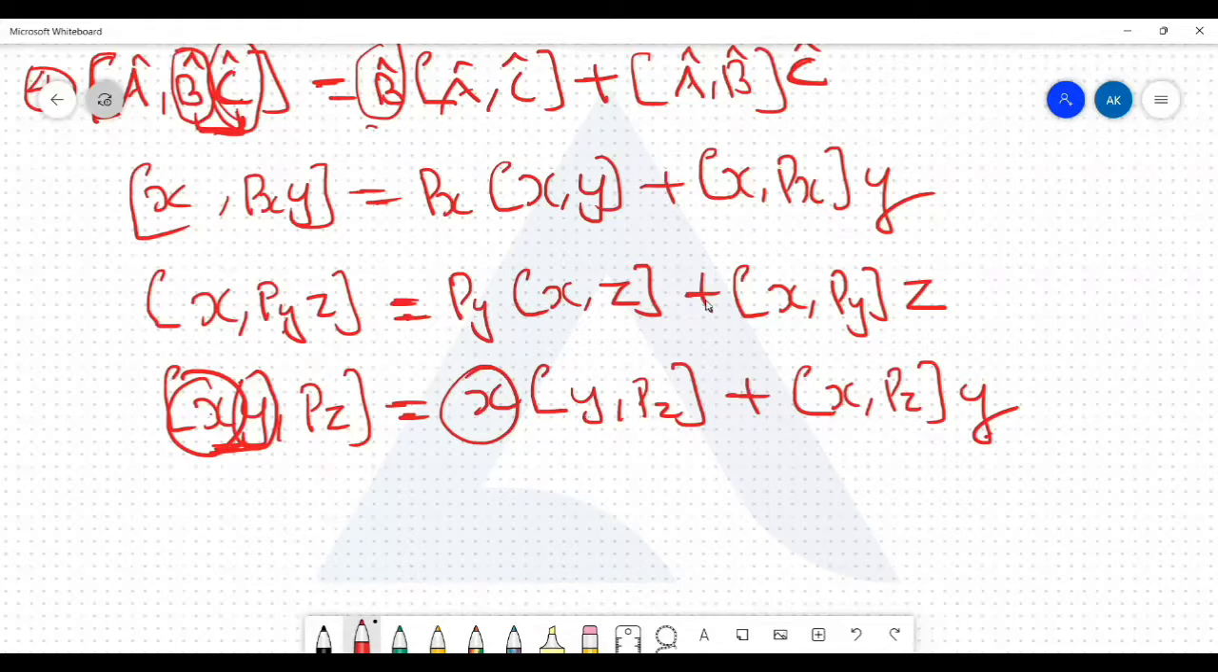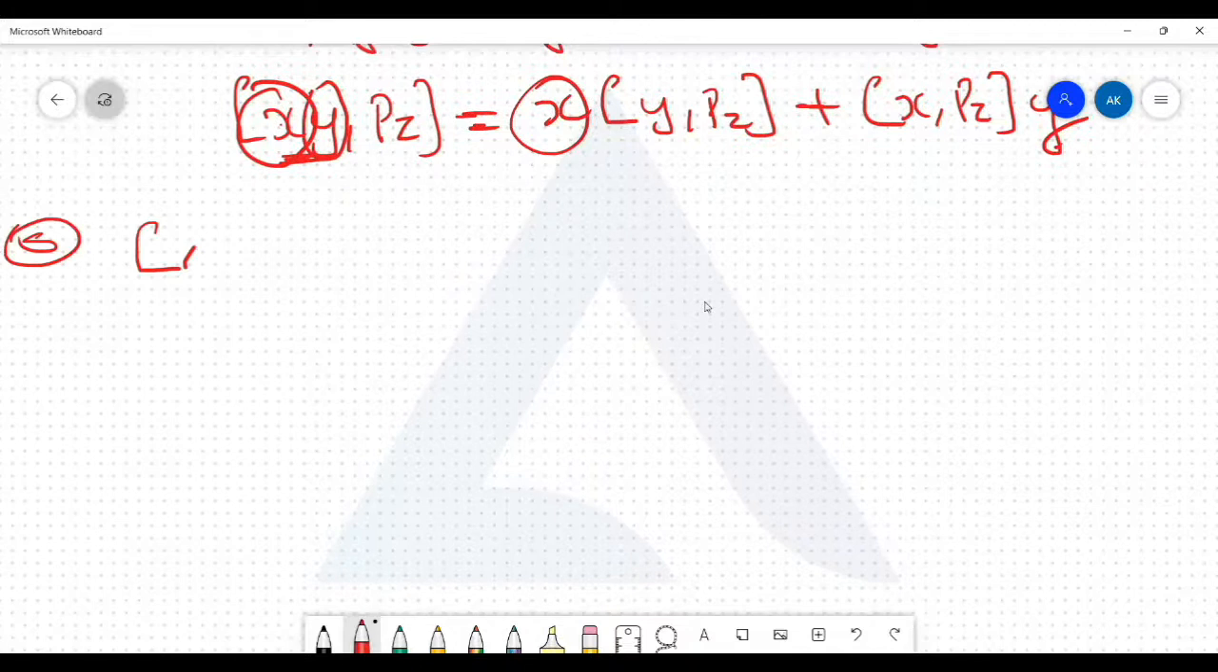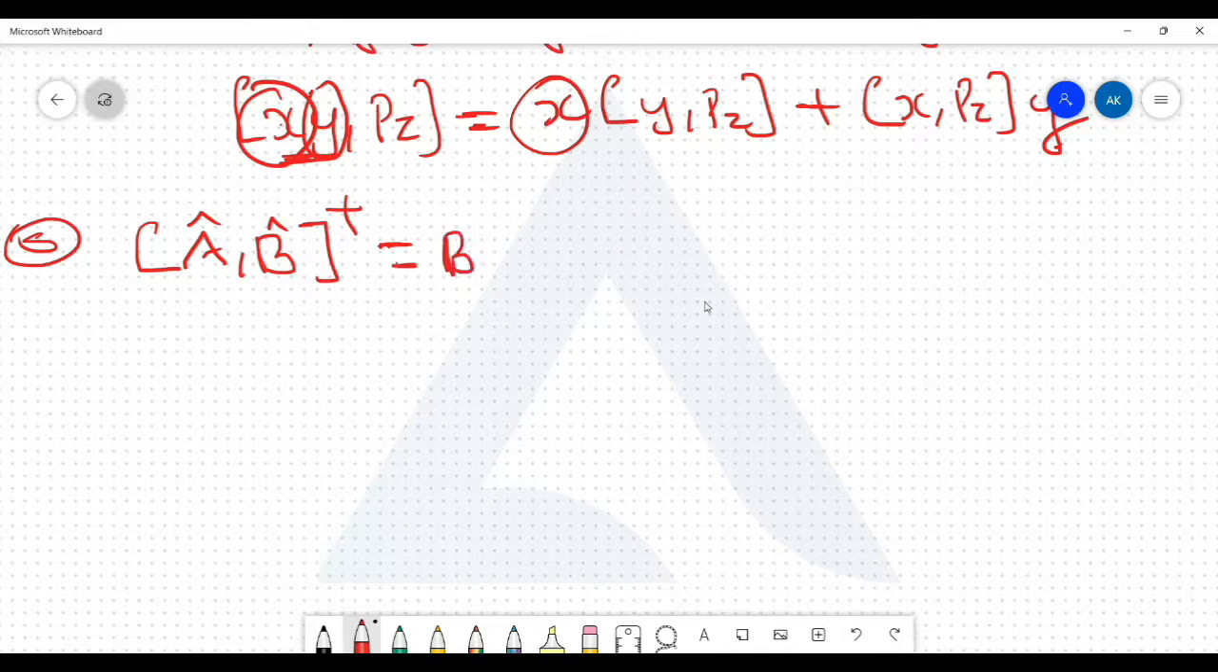Now, the next property, the fifth one, the commutator of AB dagger. Transpose of the complex conjugate is called a dagger. It is called Hermitian if we study matrices. So the commutator of AB dagger equals B dagger A dagger.